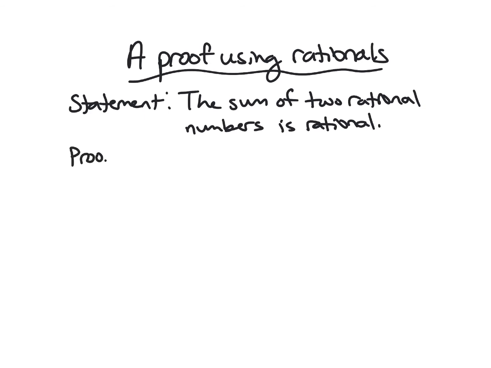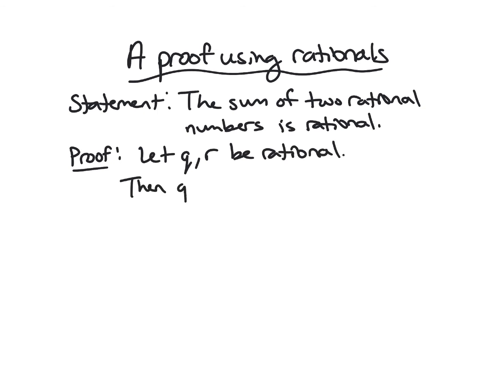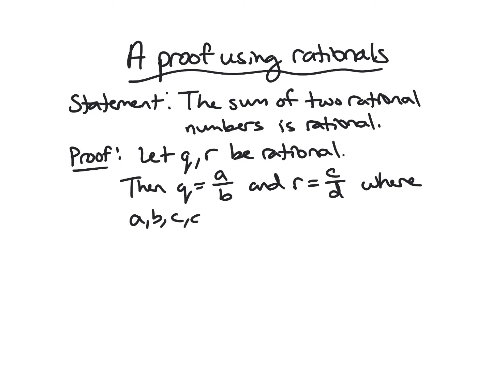So how do we prove this? Well, we should start with two rational numbers, right? So I'm going to let q and r be rational. So now what does this mean? Well, by definition, this means that q can be written as a over b, and r can be written as, again, maybe not the same a over b, so I'm going to say c over d, where all of these are integers, right? So they're all in Z, and b and d are not equal to 0, right? Because we're dividing by them. Okay, so that is just from the definition.